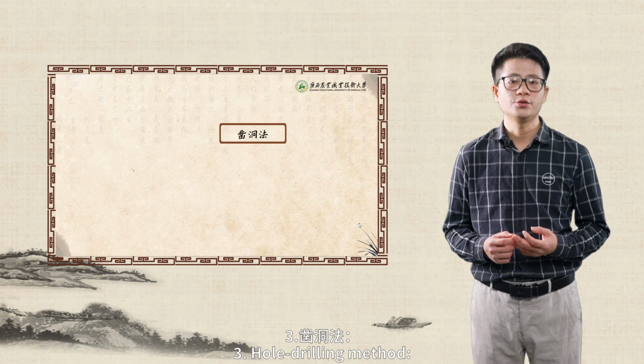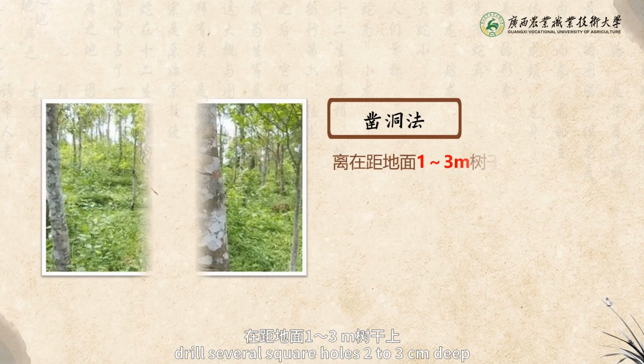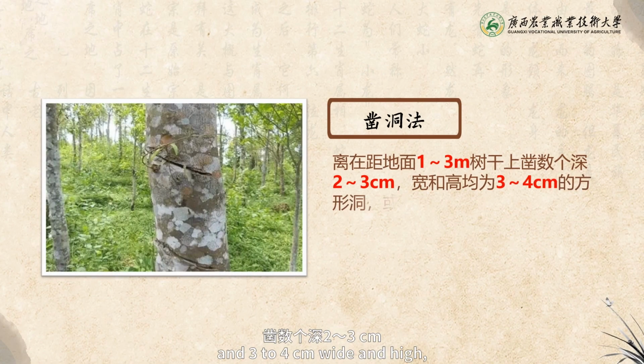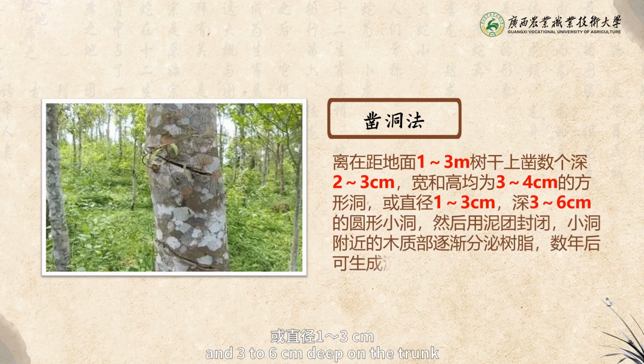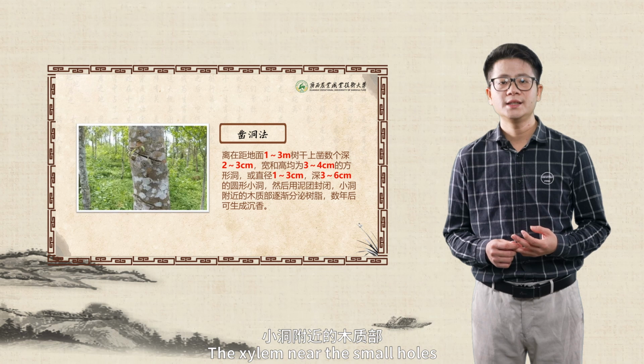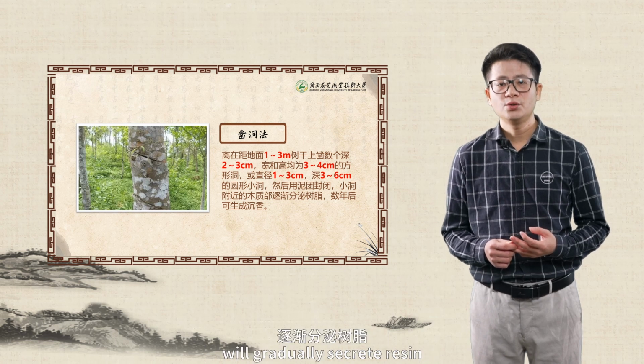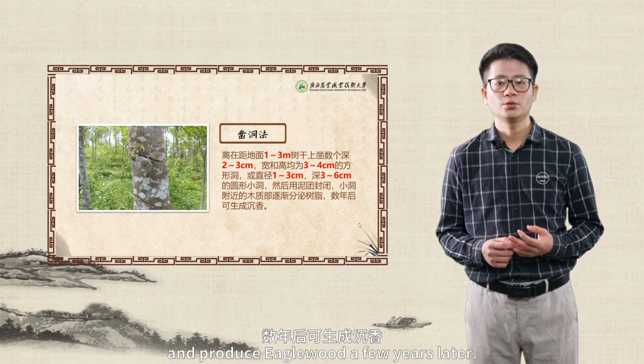3. Hole drilling method. Drill several square holes 2 to 3 centimeters deep and 3 to 4 centimeters wide and high, or round holes of 1 to 3 centimeters in diameter and 3 to 6 centimeters deep on the trunk, 1 to 3 meters from the ground, and then seal the holes with mud. The xylem near the small holes will gradually secrete resin and produce Eaglewood a few years later.